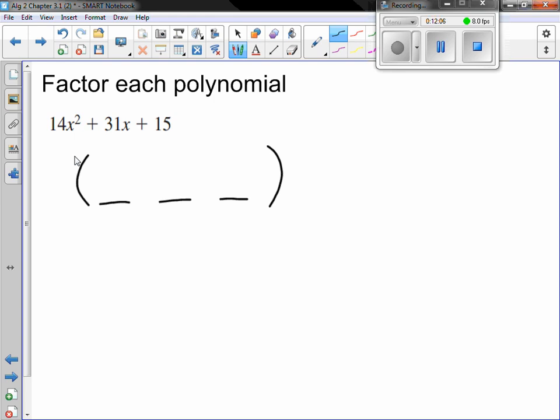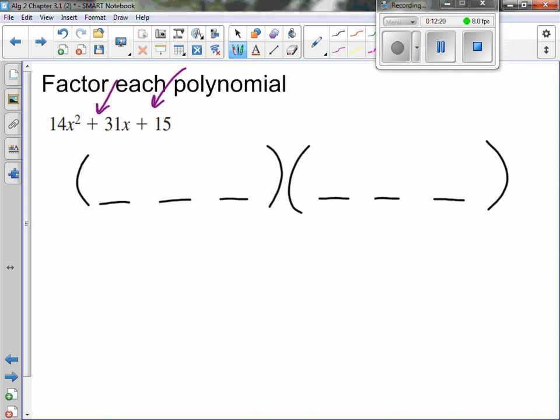So we'll start off with two sets of brackets with three spaces. Next, we would look at the sign. Well, the sign of the constant term is positive. So both signs would be the same, and they match the sign of the middle term, which is positive. So we're positive and positive. We will still have x and x, yes? Because that's the only way we can multiply together to get x squared.